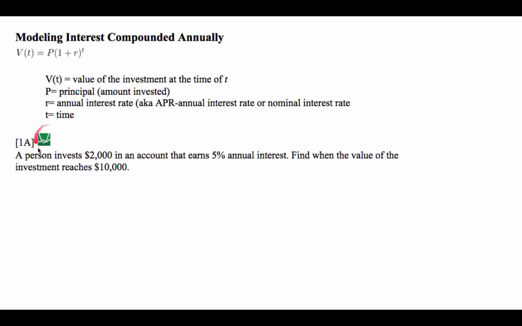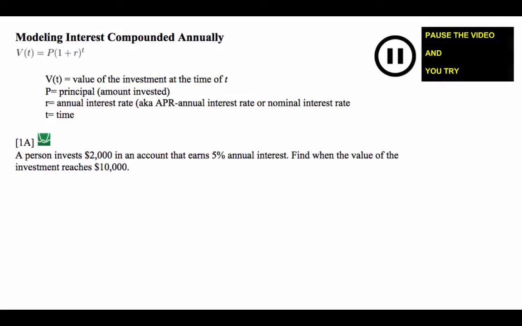I use Desmos, but that's for any graphing calculator. So you invested $2,000 in an account that pays 5% annually. When will that reach $10,000? Okay, put it in your calculator. Actually, why don't you pause the video and you try.